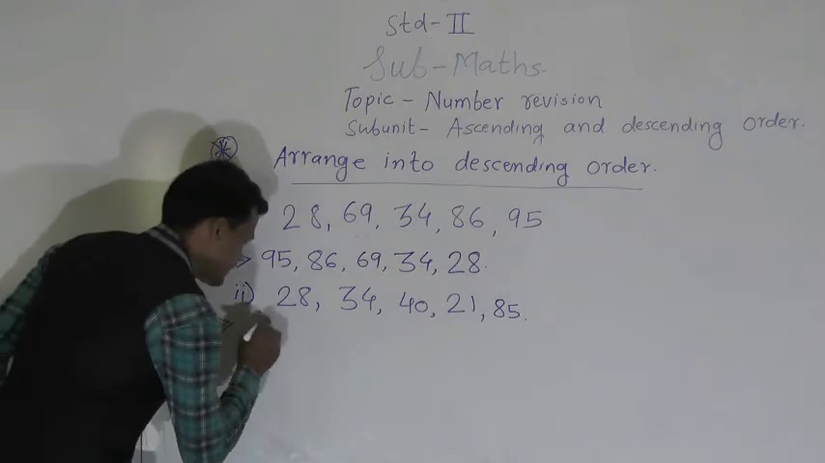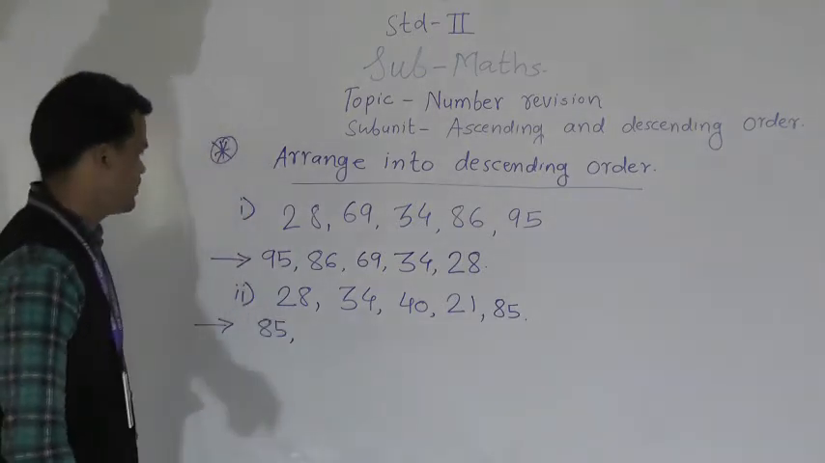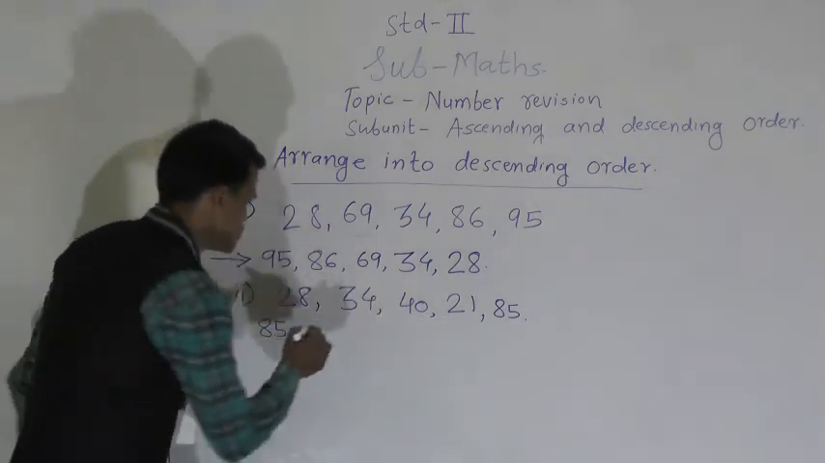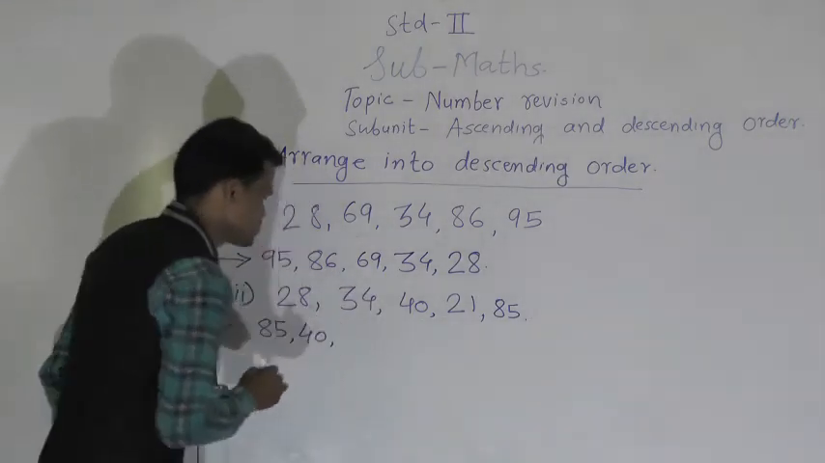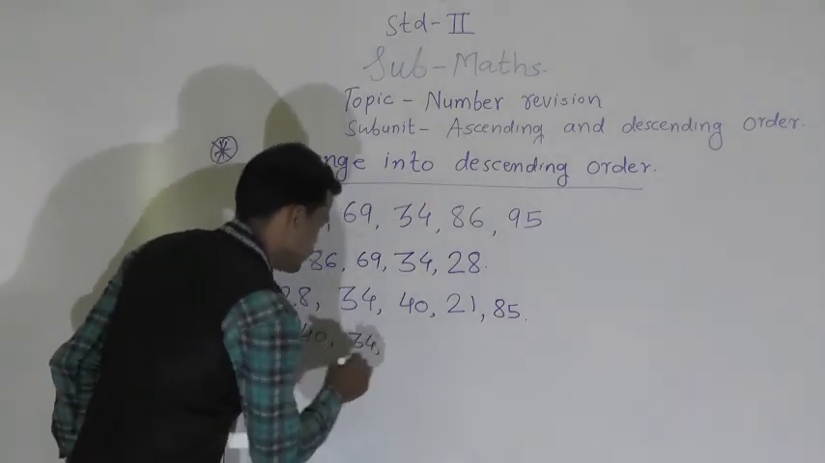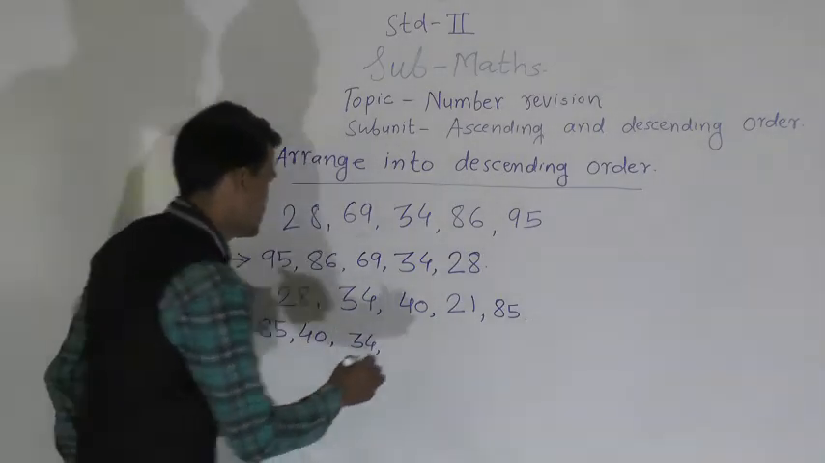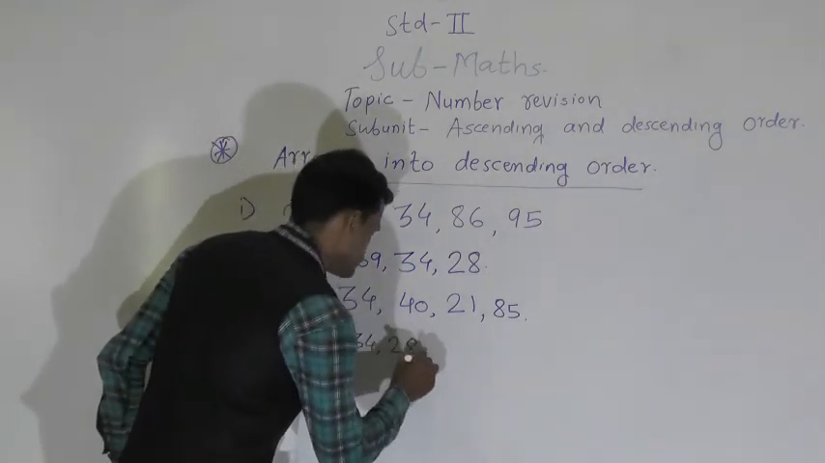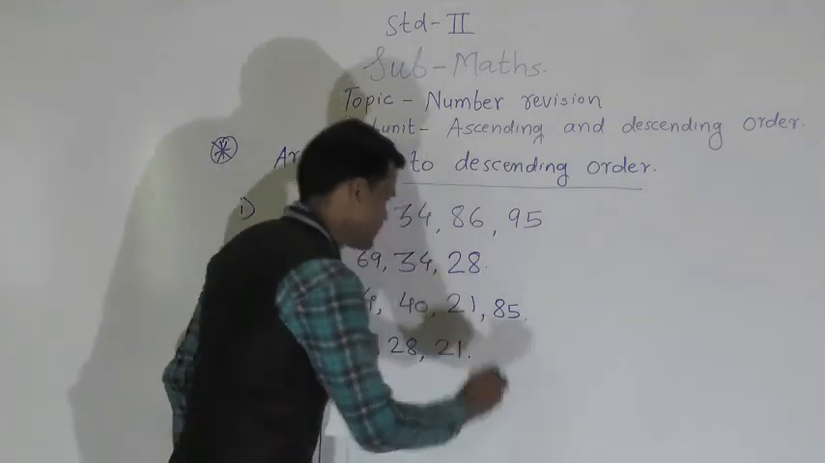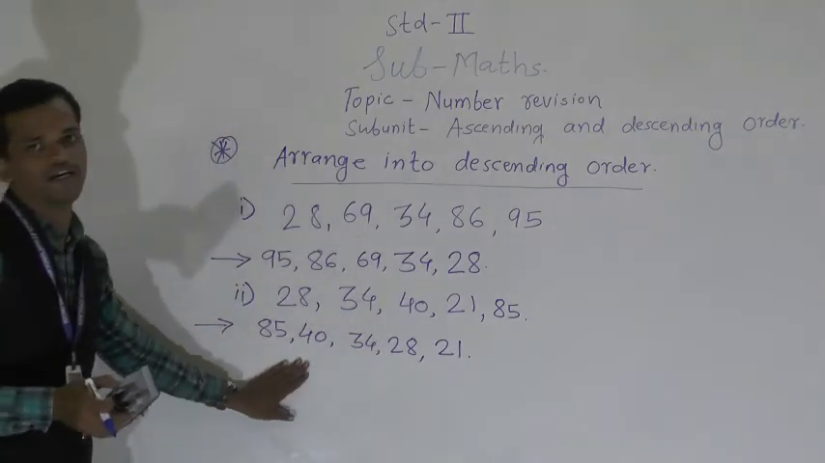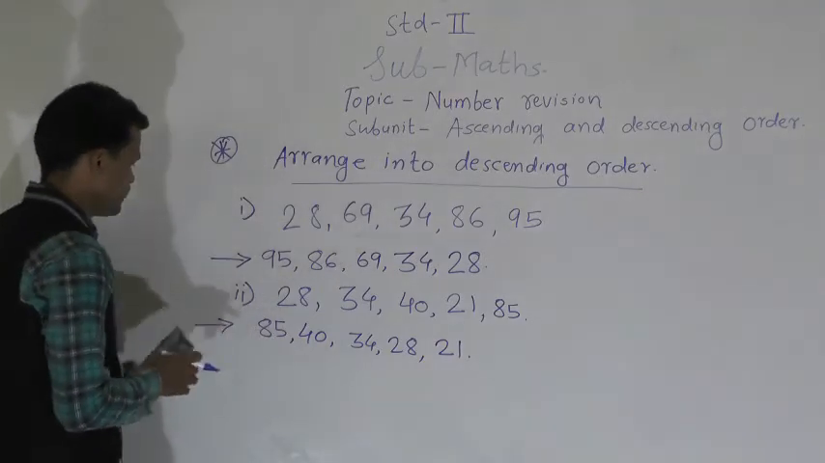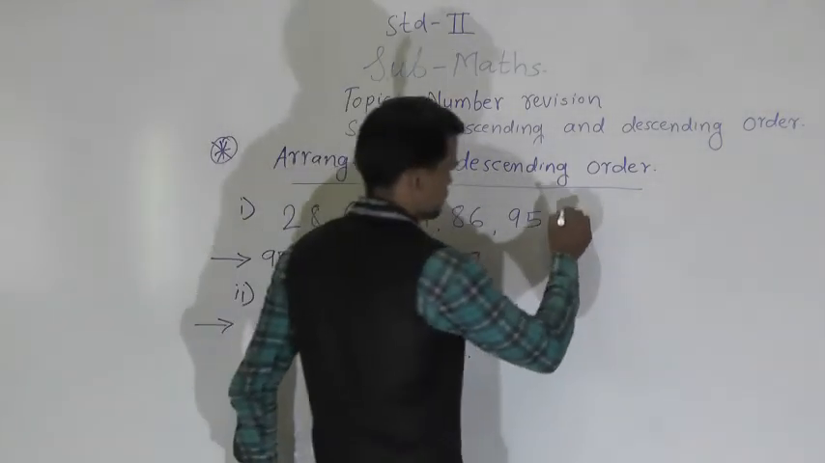So write 85 at first position. Then smaller than 85, which number is here? 40. Then smaller than 40, 34. Then smaller than 34, 28. And smaller than 28, at last 21 will come. So this is the descending order of the given numbers. Then one more example, the third example, we will see here.